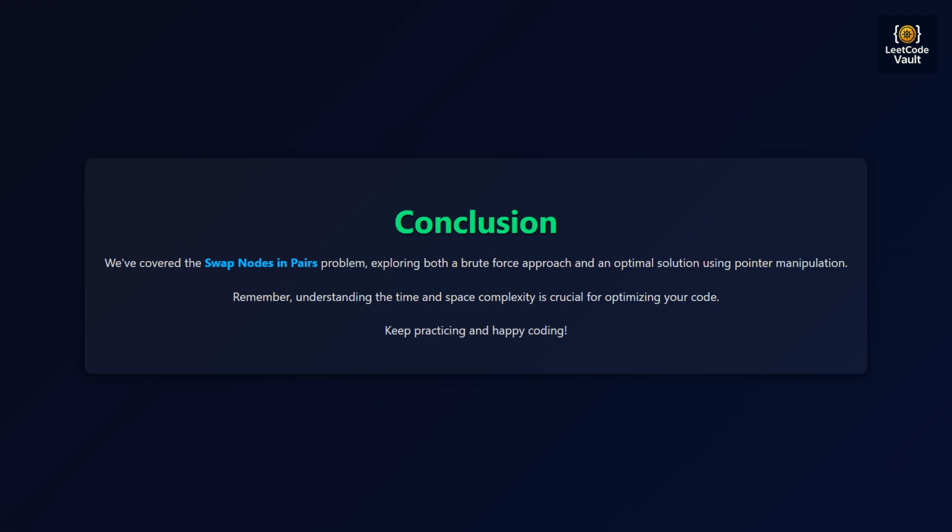Conclusion. In this video, we tackled the swap nodes in pairs problem, exploring both a brute force approach and a much more efficient optimal solution. We saw how careful pointer manipulation can dramatically improve the performance of our algorithm, achieving O of n time and O of 1 space complexity. This is a classic interview problem.